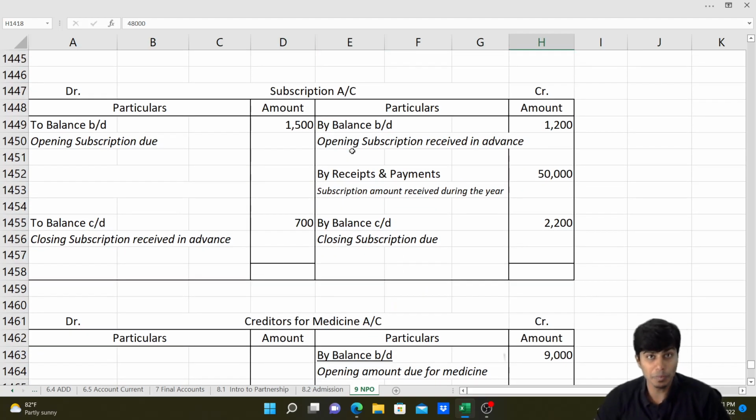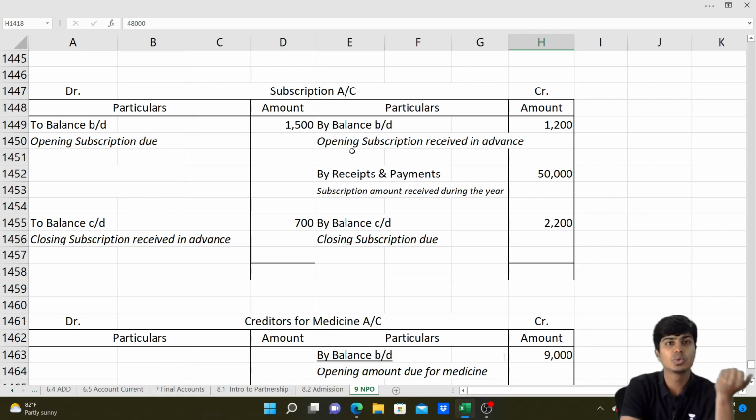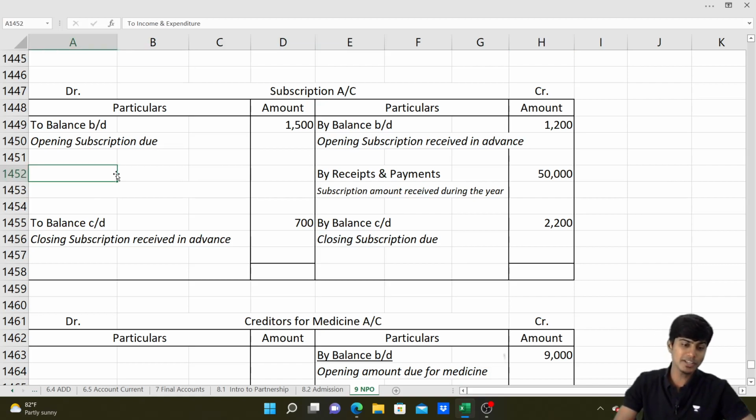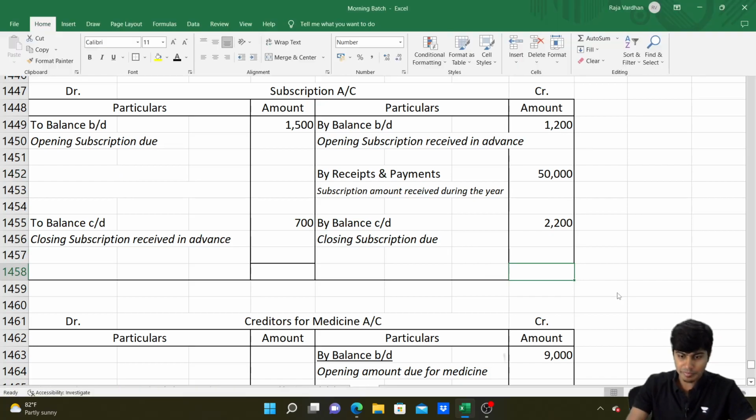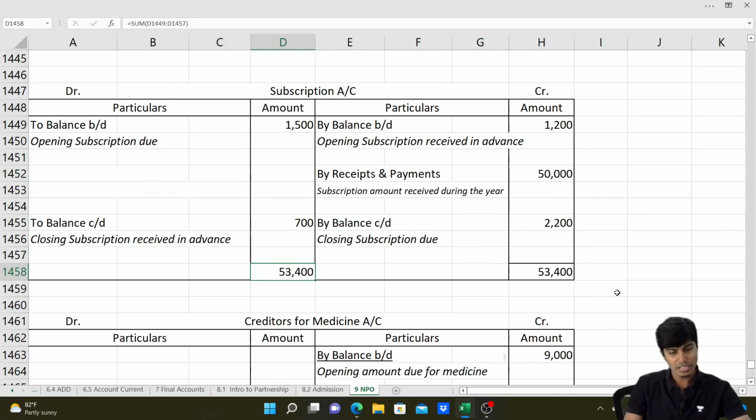In the subscription account we have opening balances, closing balances, and also receipts and payment. The only thing missing is income and expenditure. How much is the current year income? You don't have to do plus minus, you don't have to use your brain, you just have to take the total. How much is the total here? 53,400, and here also you do 53,400. I've also seen a lot of students doing plus minus or doing it in the form of a statement. I would strongly recommend you to do only ledger. Ledger is the easiest way to crack it.